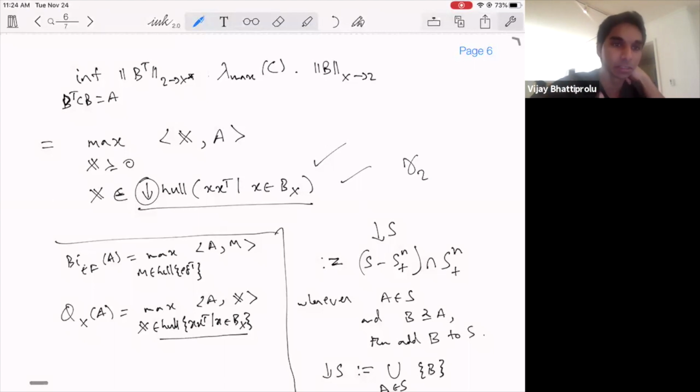A similar theorem is going to be true in the bilinear case, but we may not have time to get to it. It's extremely similar to what I'm going to show you in the quadratic case, just less clean. So this is why I chose to show the quadratic version.